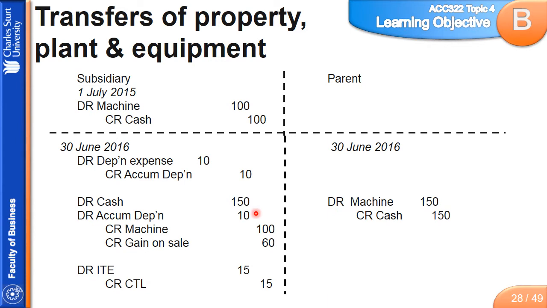Then to account for the sale we debit accumulated depreciation $10, which reverses this account. Then we've got the credit to machine $100, which reverses this initial account here, and then the balancing entry is the credit to gain on sale here. We also have this credit to current tax liability here of $15, which is the $60 gain less the $10 depreciation expense. So that's $50 times 30% equals 15.